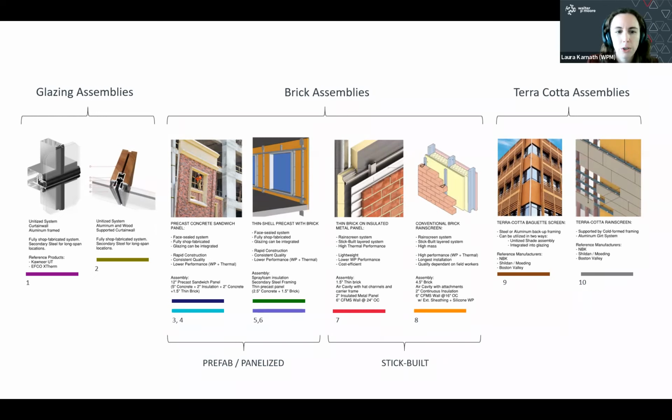So to get the brick finish they want, we could do a thin brick on a precast sandwich panel. We could do a thin brick on a thin shell precast panel to get a mega panel system that could be installed really quickly. We could also look at thin brick on an insulated metal panel or just a conventional brick rain screen. And so those are going to be more stick-built type systems. So already we're not just thinking about materiality, we're also thinking about constructability.